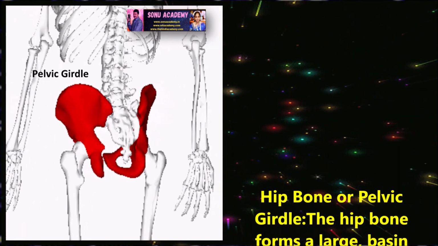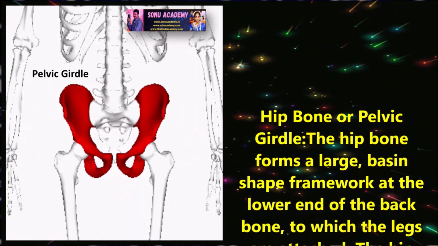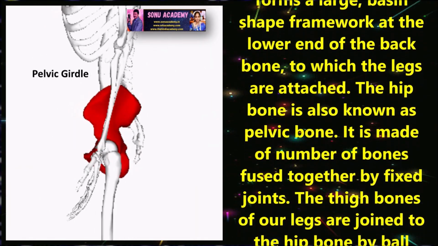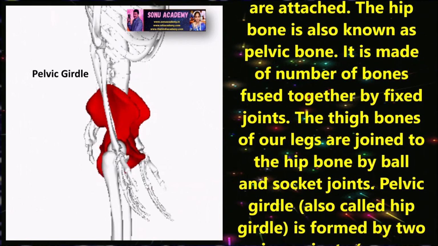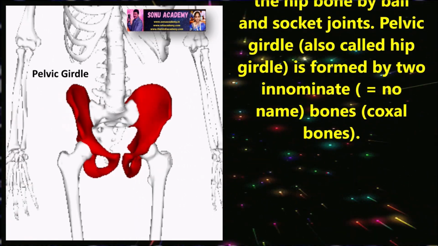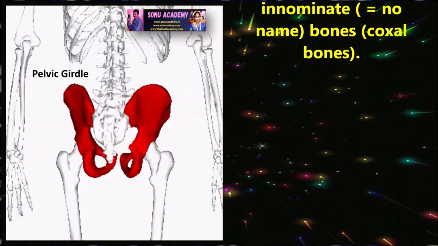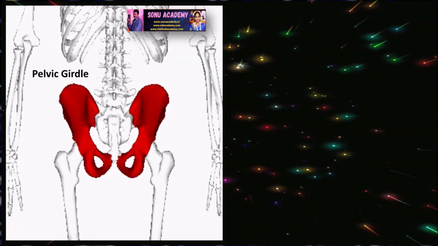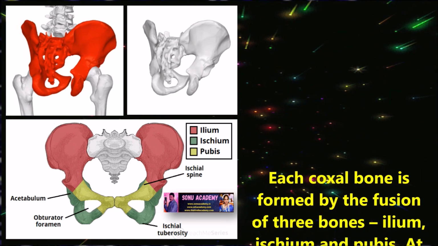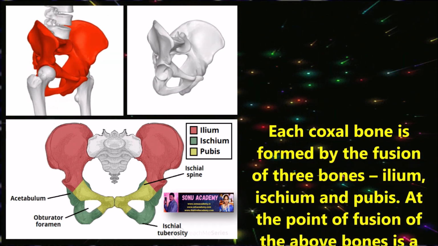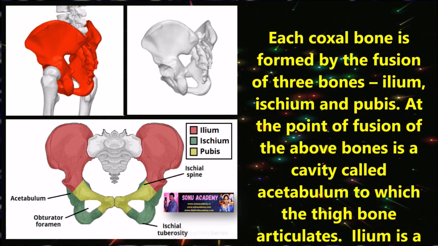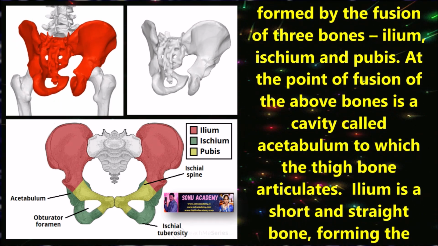Hip bone or pelvic girdle. The hip bone forms a large basin-shaped framework at the lower end of the backbone to which the legs are attached. The hip bone is also known as the pelvic bone. It is made up of a number of bones fused together by fixed joints. The thigh bones of our legs are joined to the hip bone by ball and socket joints. Each coxal bone is formed by the fusion of 3 bones: ilium, ischium and pubis. At the point of fusion of these bones is a cavity called the acetabulum, to which the thigh bone articulates.